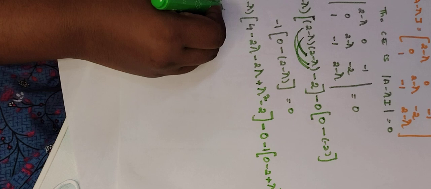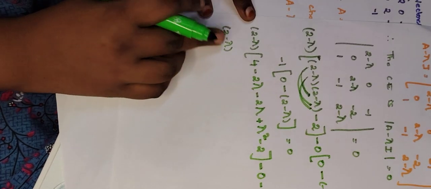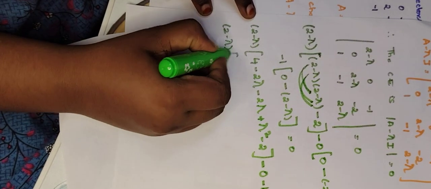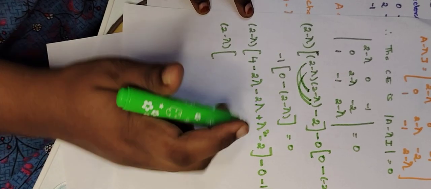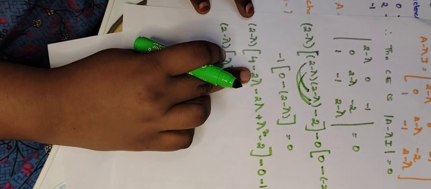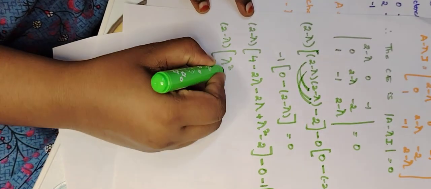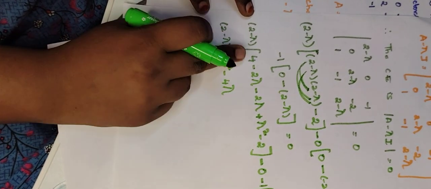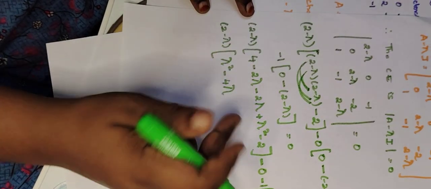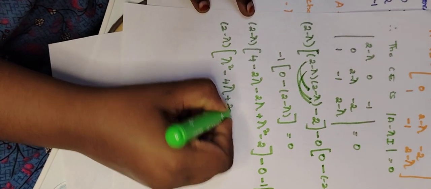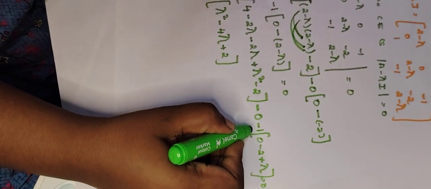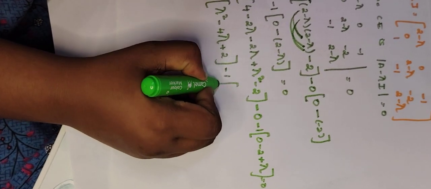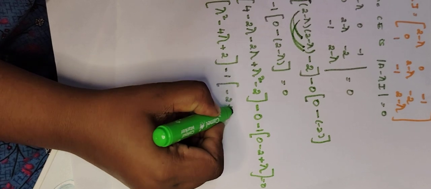Then we can rewrite this equation as 2 minus lambda, written as it is. First take the bigger term. The bigger term is lambda square. Take lambda square outside. Then minus 2 lambda and minus 2 lambda give me minus 4 lambda. And then 4 minus 2 is 2, so plus 2. Then the second term is minus, leave it. And then we have here minus 1 into minus 2 plus lambda, equal to 0.